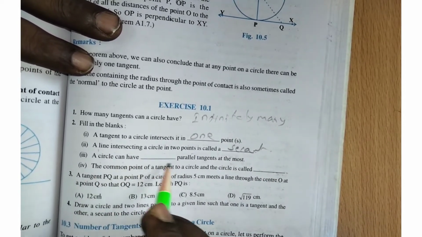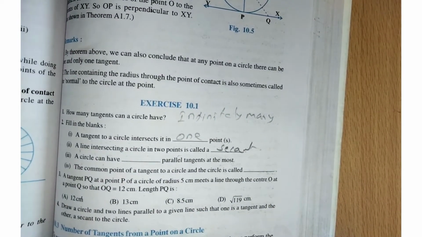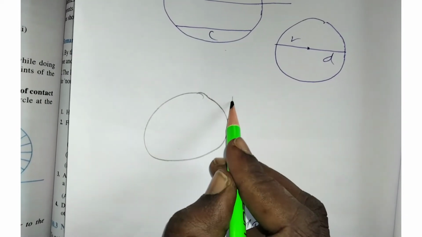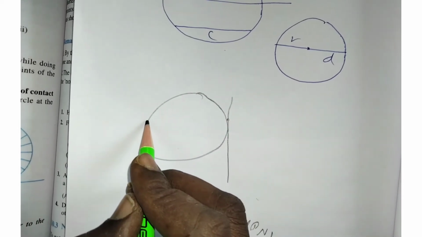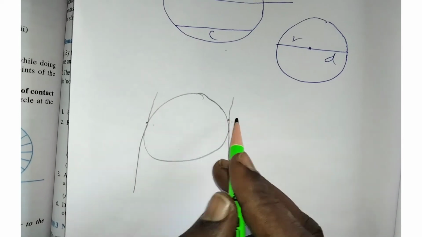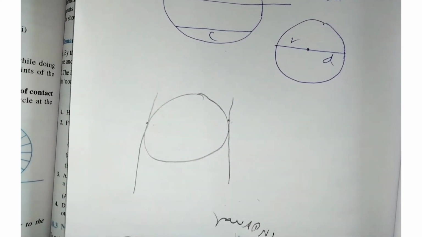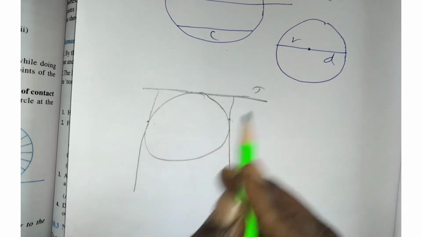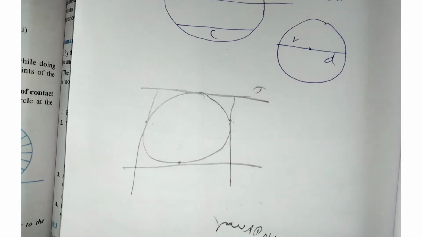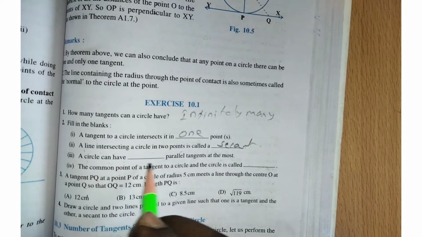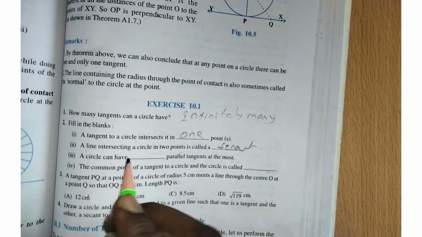A circle can have a dash parallel tangent at most. If you draw any one line, for example, I draw the tangent here. For this tangent, we can draw only one more tangent, which will be parallel to the first one. So both are parallel. We can draw only two tangents that are parallel. If we draw on this side also, no problem. But for that tangent, we can draw only one more parallel tangent. So a circle can have at most 2 parallel tangents.